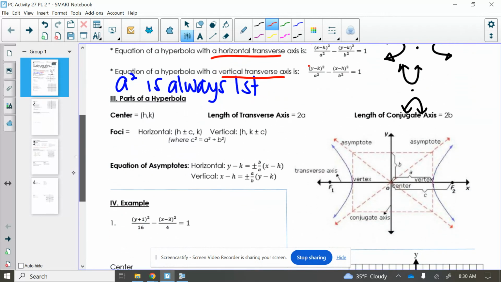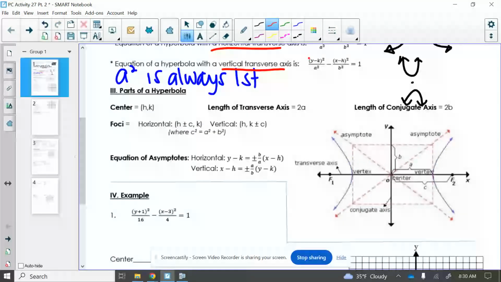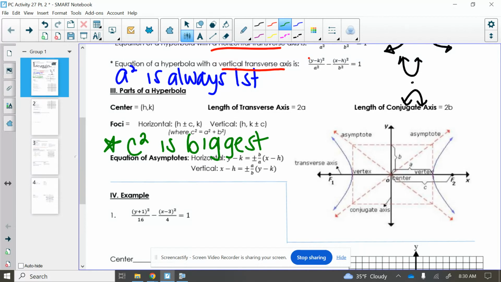Some of the things that we see with the equation of a hyperbola are similar to that of an ellipse. However, A is no longer the biggest parameter. C is going to be our biggest parameter. So C squared is the biggest, where in an ellipse, A was always the biggest. So we have to be careful on that.